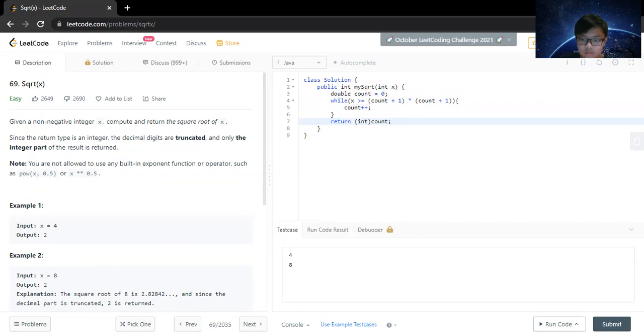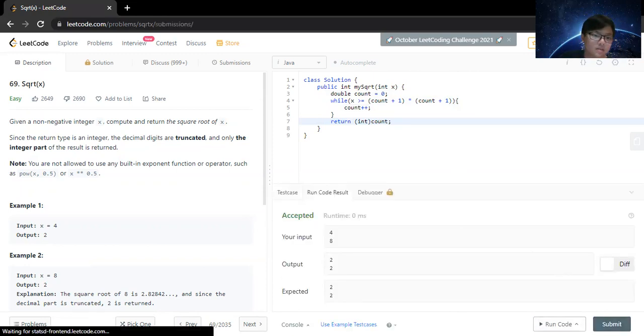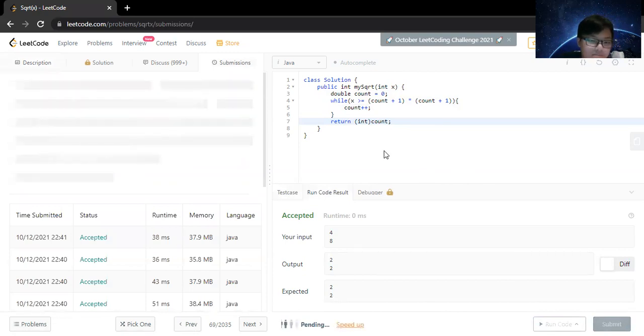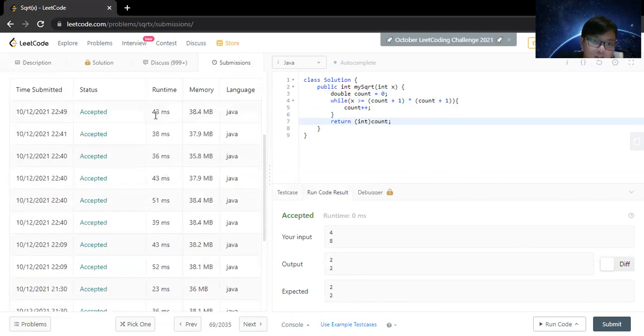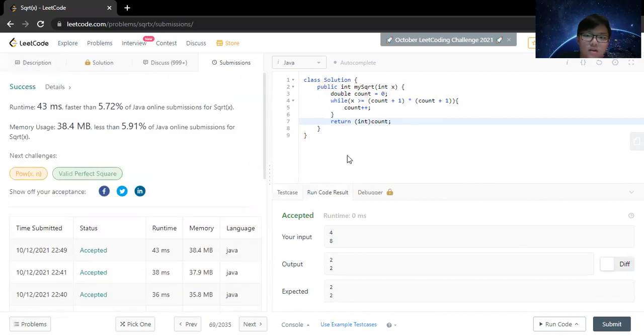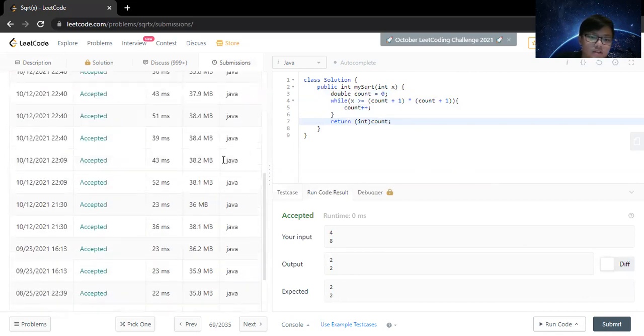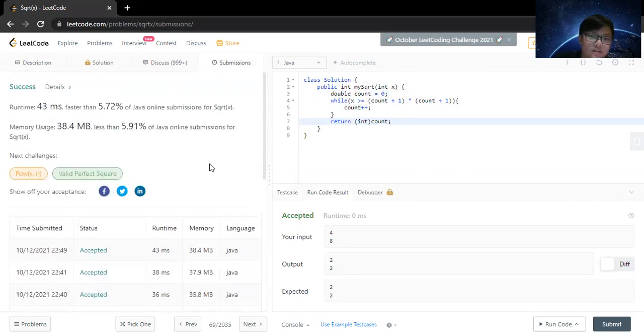Okay, let's add the extra sample cases. Then we can submit it. So our runtime is 43 milliseconds, and if you run it many times, you should see an average of about 40 milliseconds. Though this isn't the fastest way, it's easy to understand. So this is the end of the video, and bye.